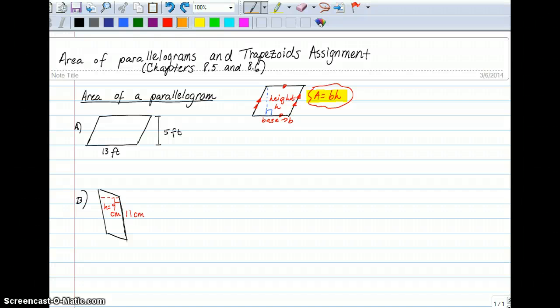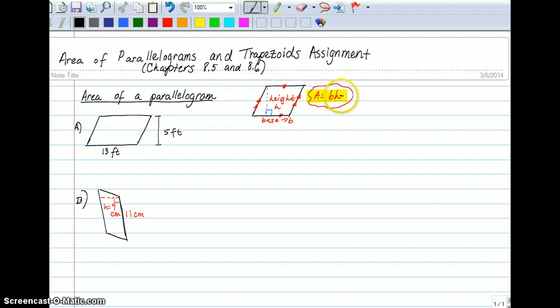This is the area of parallelograms and trapezoids assignment recording. It's from chapters 8.5 and 8.6. The area of a parallelogram, I'm showing you a picture of a parallelogram. Both pairs of opposite sides are parallel. When you find the area of this, you have to look at the base and the height. So area equals base times height.